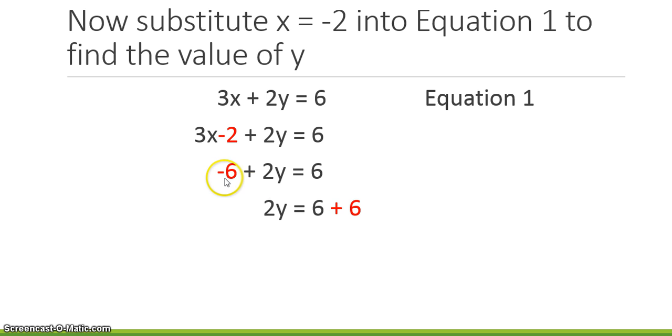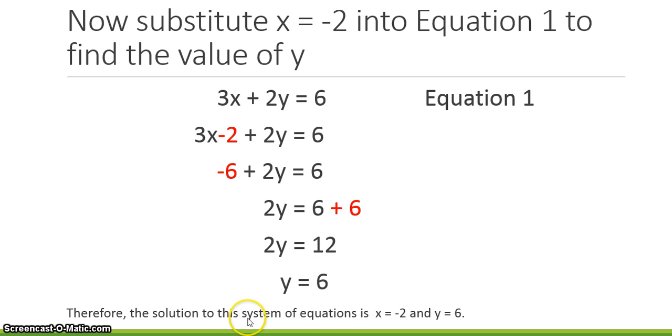If I take the negative 6 to the other side of the equals, it becomes positive 6. 6 plus 6 gives me 12. If 2y is equal to 12, then clearly y must be equal to 6. So the solution to this system of equations is x is equal to negative 2 and y is equal to 6. This is a harder example because I have to multiply each equation by a different factor to make one of the variables even.